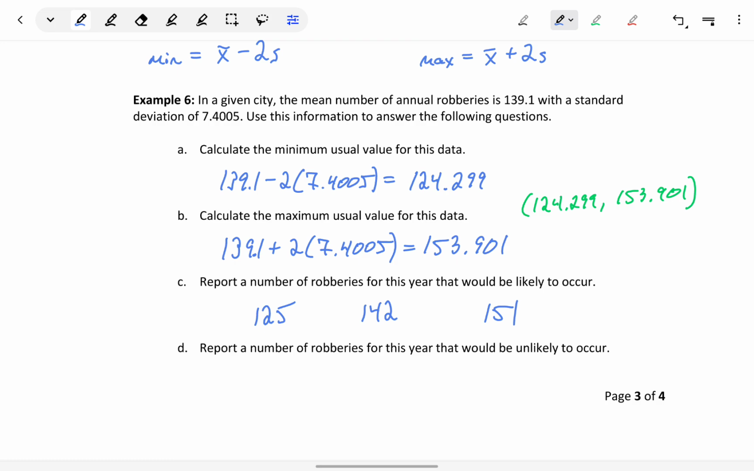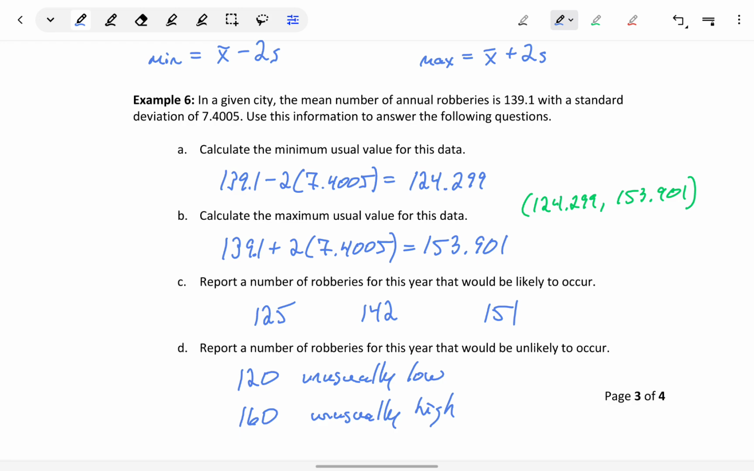Versus in part D, we want to report a number of robberies that would be unlikely to occur. So if we pick a number that's lower than that lower bound, say like 120, that would be an unusually low number of robberies. And if we picked a value higher than that upper bound, say something like 160, that would be an unusually high number of robberies to occur.